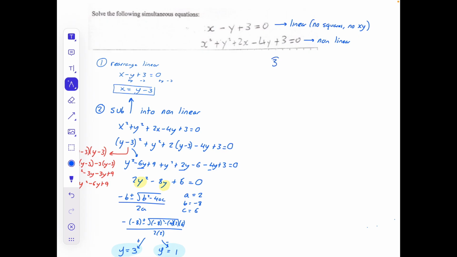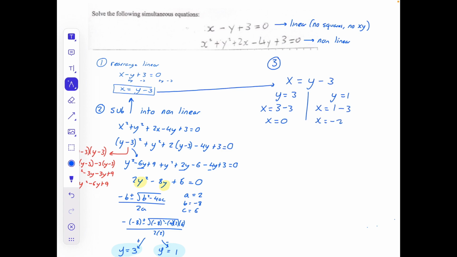Now, step 3. What we're going to do is take this equation. So we have x is equal to y minus 3. We've just found out that y is equal to 3 or y is equal to 1. We're just going to sub those in. So we have x is equal to y, which is 3, minus 3. We get out x is equal to 0. Or x is equal to y, which is 1, minus 3. x is equal to minus 2. And they are our second set of answers.